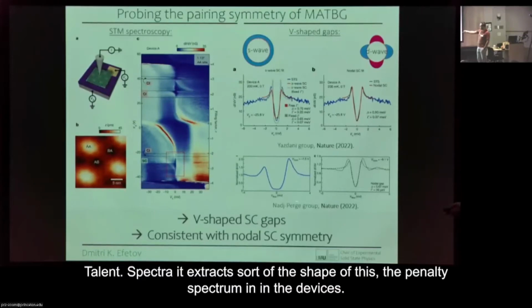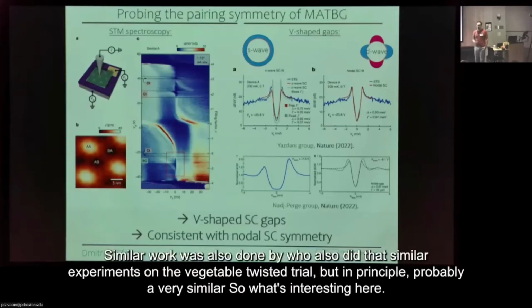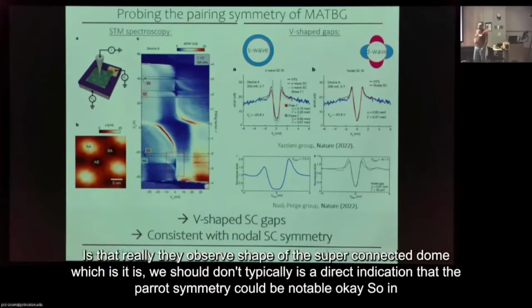Similar work was also done by the Nadj-Perge group, who did similar experiments on magic angle twisted trilayer graphene, but in principle probably a very similar superconducting state that they observed. What's interesting here is that they observe the shape of the superconducting gap, which is V-shaped. And this V shape is typically a direct indication that the pairing symmetry could be nodal.